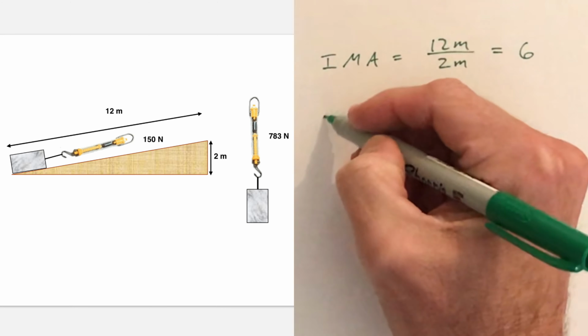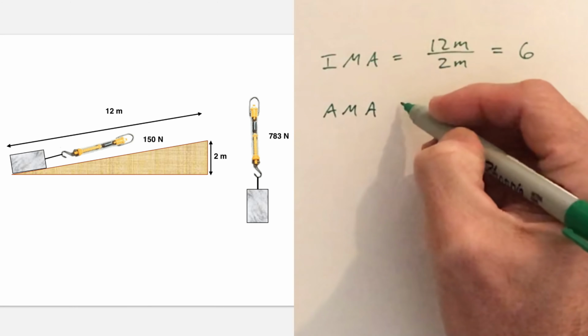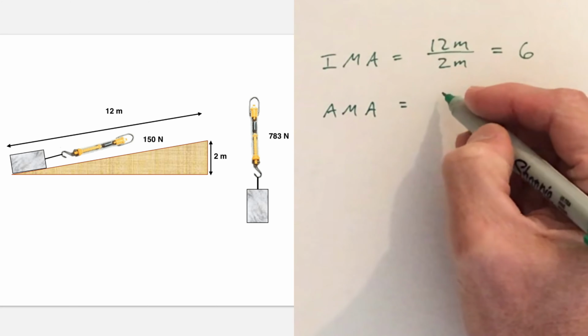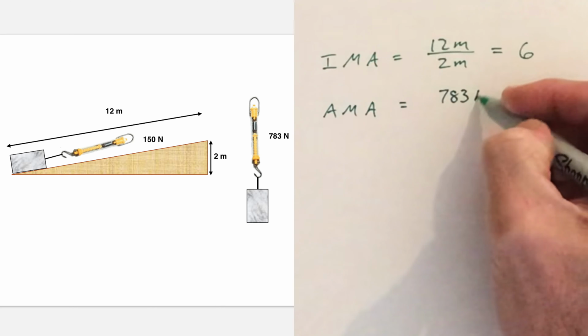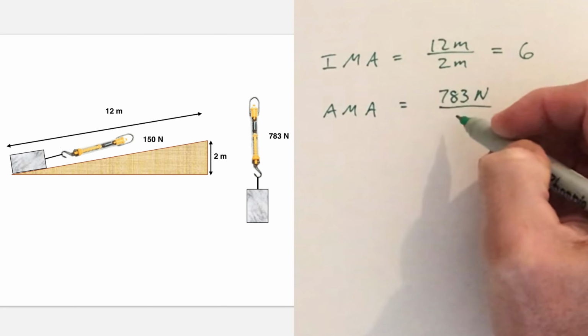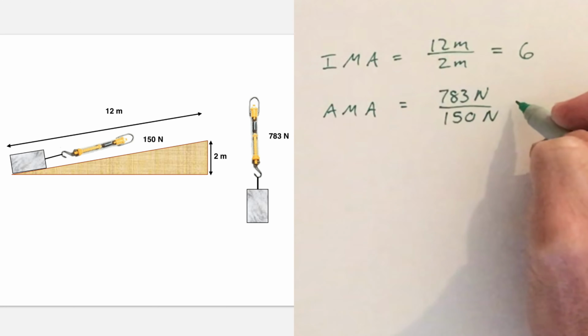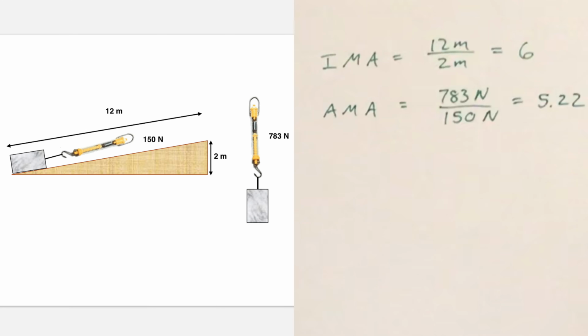But the actual mechanical advantage would be how much we need to lift, 783 newtons, divided by how much force it's going to take us, which is 150 newtons. This, on a calculator, is 5.22. So the mechanical advantage could be as good as 6, but because nothing in the world is 100% efficient, it's less than 6. Turns out to be 5.22.